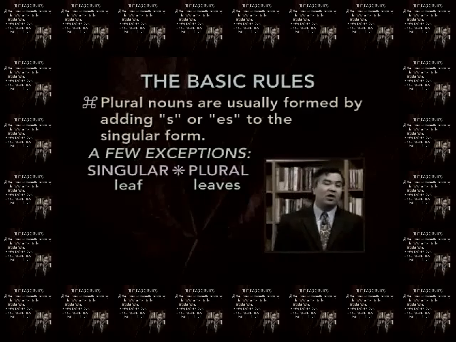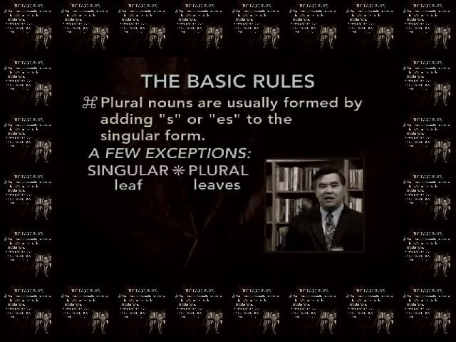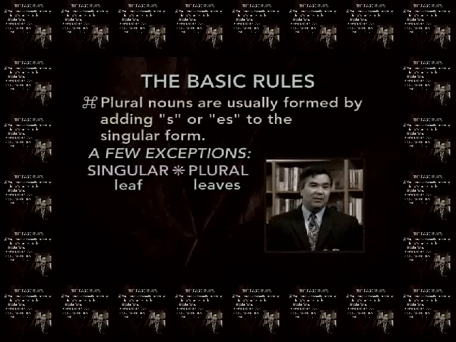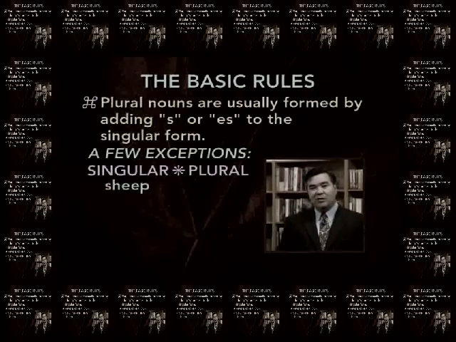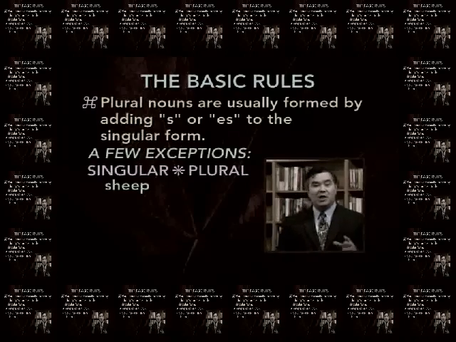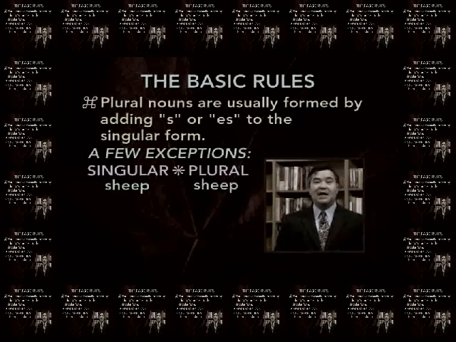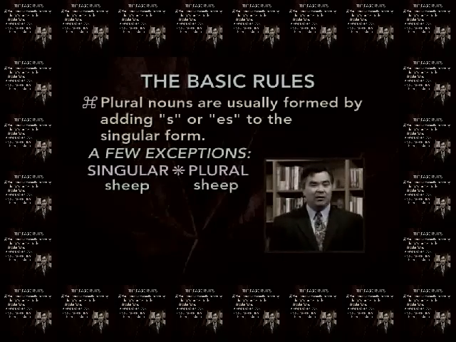And then there are a few words referring to different kinds of animals which are exactly the same in the singular and the plural. For example, sheep is the singular referring to one kind of animal, and if you had a whole flock of them, you would refer to a flock of sheep. Yes, the word sheep is exactly the same in the singular and the plural.